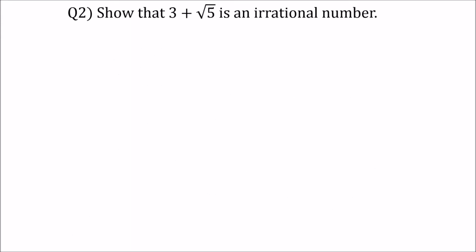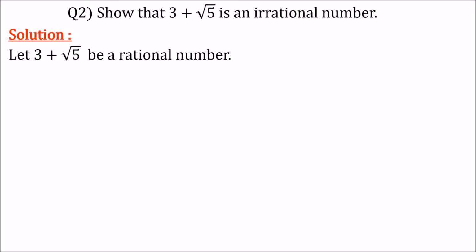Here we have question number 2: show that 3 plus root 5 is an irrational number. We will assume 3 plus root 5 as a rational number. That means 3 plus root 5 equals m upon n, where m upon n is a rational number. I have assumed that 3 plus root 5 is equal to a rational number.